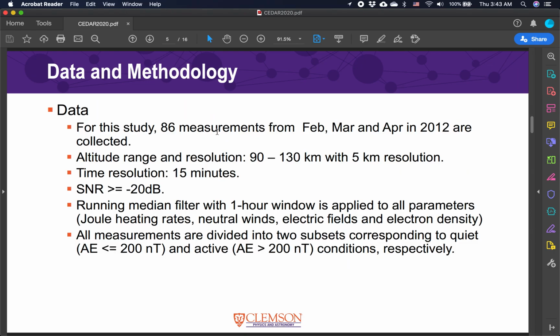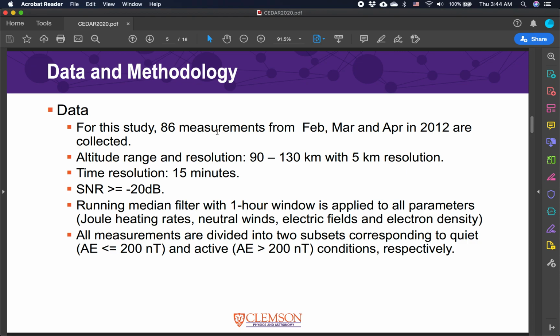For this study, 86 measurements from February, March, and April in 2012 are collected. These measurements cover the region between 90 kilometers and 130 kilometers with 5 kilometers resolution. The time resolution is about 15 minutes. To avoid the effect from low quality data, a signal-to-noise ratio threshold of -20 dB is applied. Also, to avoid the effect from outliers, a running median filter with a 1 hour window is applied to all parameters.